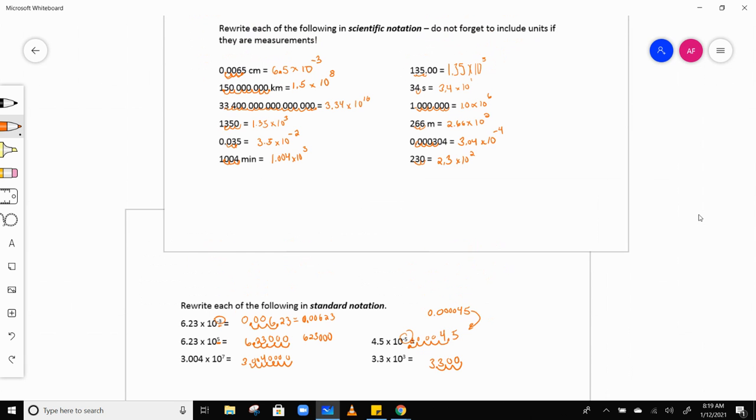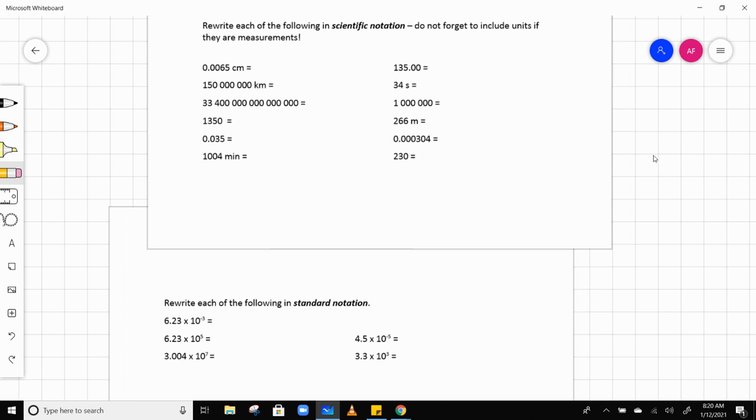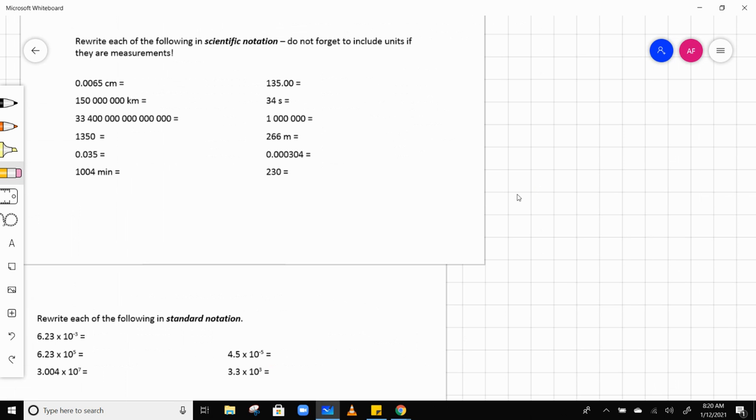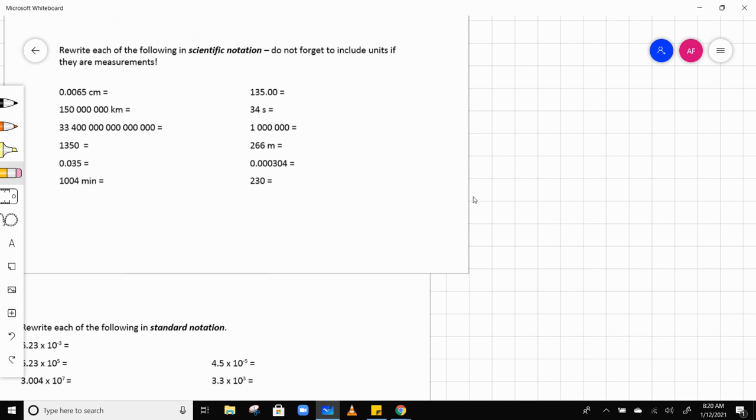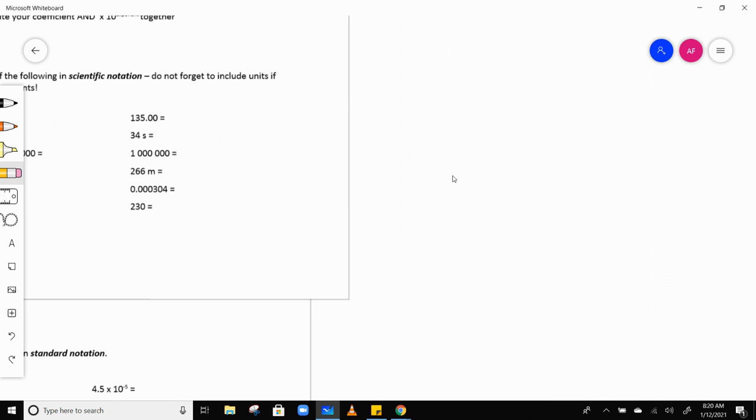Okay, that's the easy part. You can answer those other questions later. All right. It gets a little trickier when we have to deal with scientific notation and significant figures, but we'll deal with that another day.